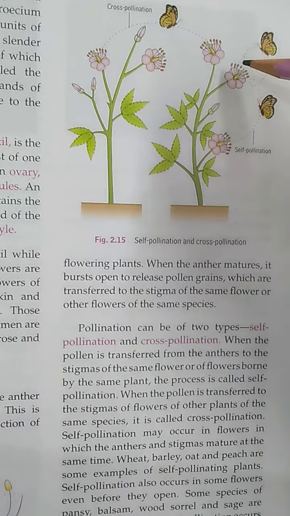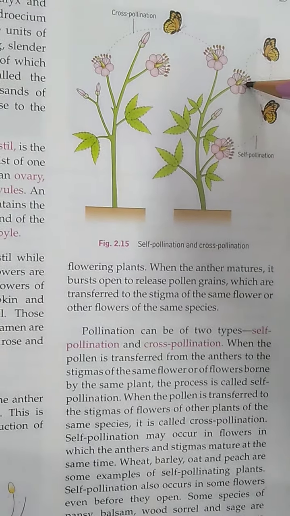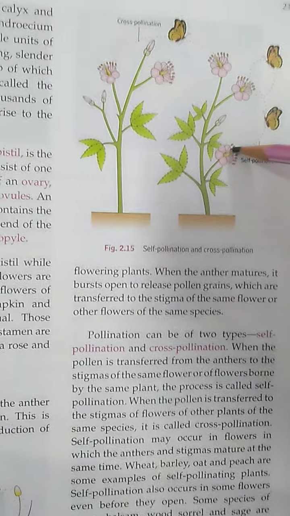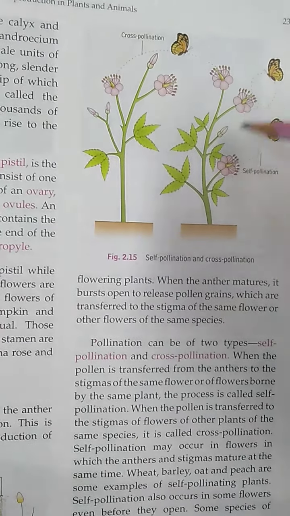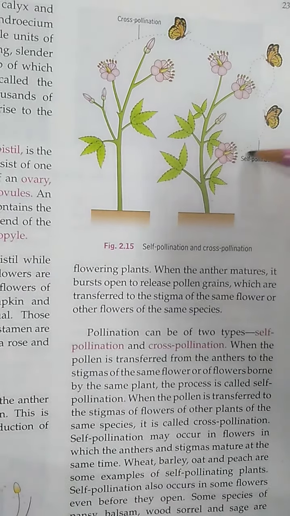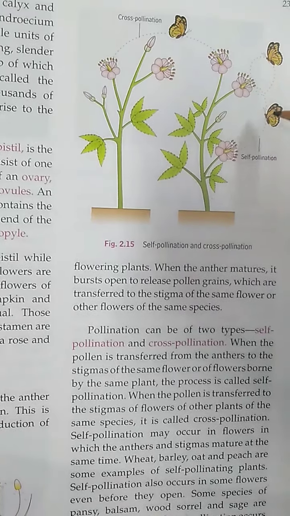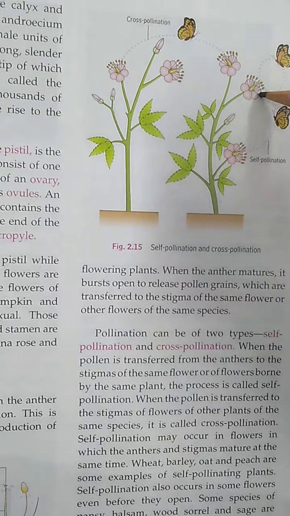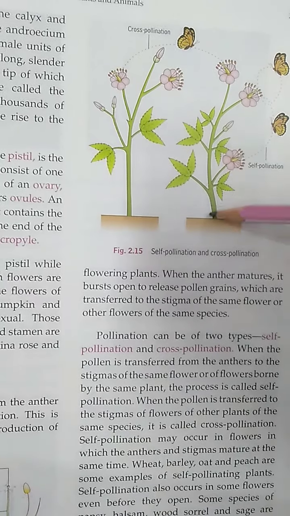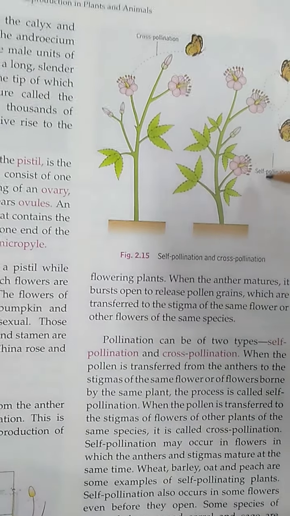And when the pollen grains are transferred from anthers to the stigma of another flower, but both the flowers are present on the same plant, it is also a kind of self pollination. Understood, students? Means when the pollen grains are transferred from anther to the stigma of another flower, but both the flowers are present on the same plant, it is also a kind of self pollination.